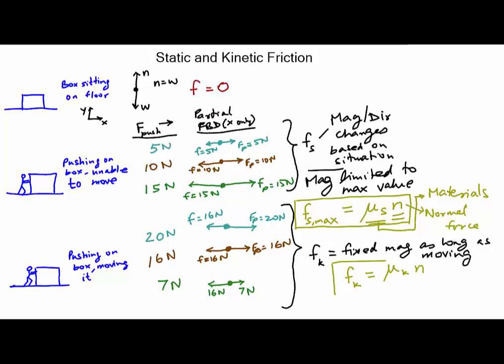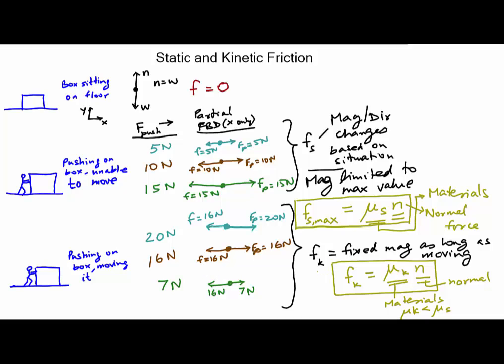Now you will know from practical experience that it's easier to keep the box moving than it was to get it going at first. So this mu k is also just a constant that depends on the materials, but mu k is always less than mu s for the same set of materials, and n once again is just a normal force. So in this example, my Fk was always 16 Newton, and its direction is always opposite the direction of motion, and since I'm moving to the right, it's going to be pointing to the left.